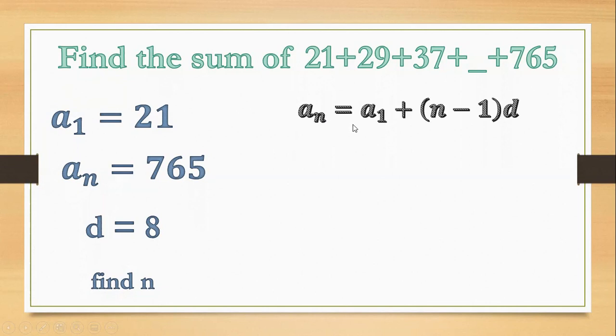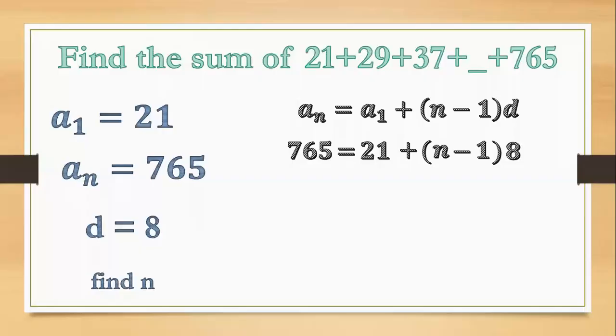A sub n equals a sub 1 plus the quantity of n minus 1 times d. Substitute the values. A sub n equals 765. A sub 1 equals 21 plus, n is unknown, copy n minus 1. The difference is 8. Next, let's use the distributive property. Copy 765 equals 21 plus n times 8 equals 8n. Negative times positive equals negative. 1 times 8 equals 8.